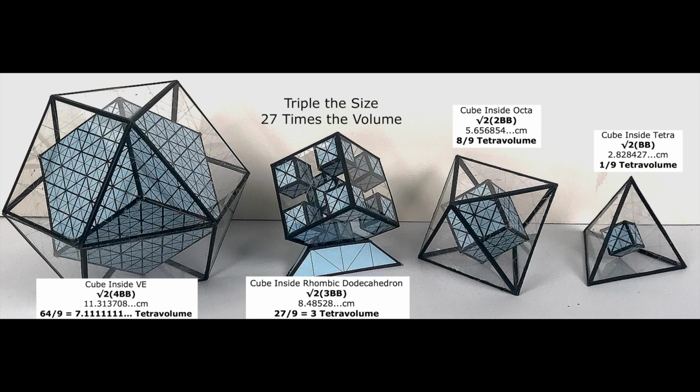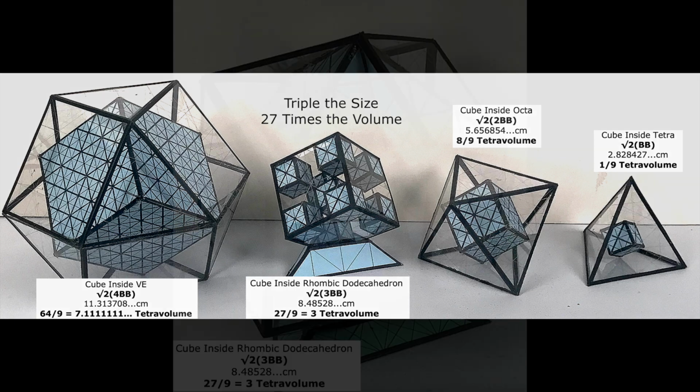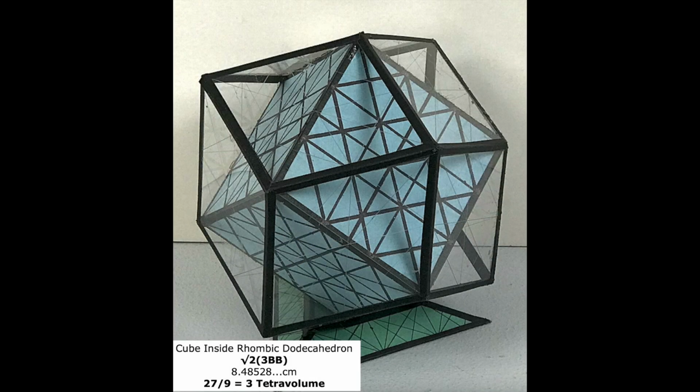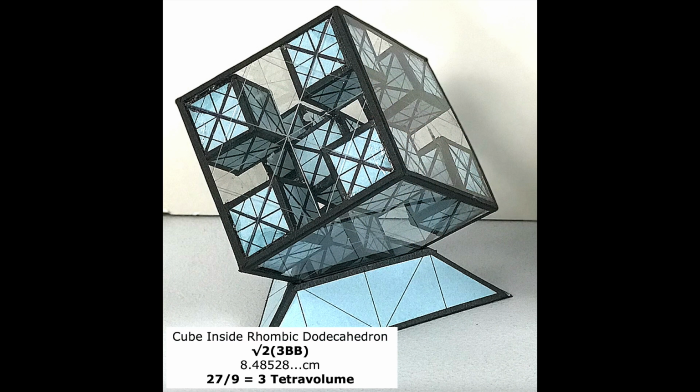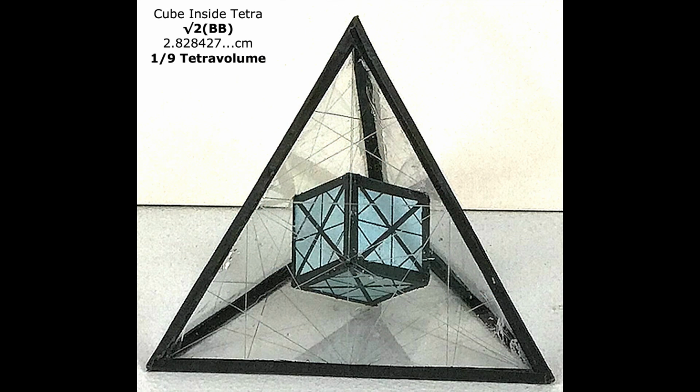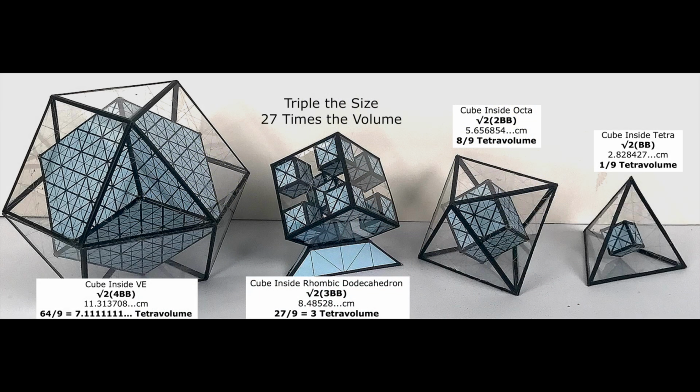All of this was discovered by trial and error and a calculator using only addition, subtraction, multiplication, and division. Look at the square root of 2 3bb cube that fits inside the R dodeca. With the A and B modules, we know its volume is 3 TV. Divide that volume by 27 and you get 1/9 TV, which is the volume of the cube inside the 6bb tetra with the edge of square root of 2bb.